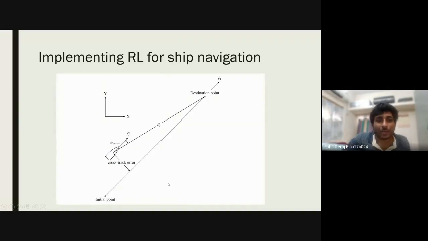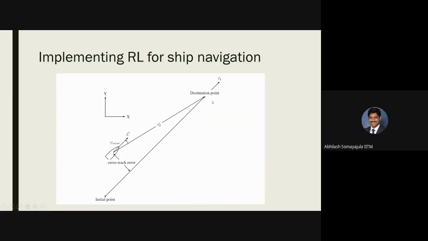Okay, and I'm defining the vectors which I'll use later. So I'm using vector 1. Vector 1 is just a unit vector in the direction of the line joining initial and final waypoints.